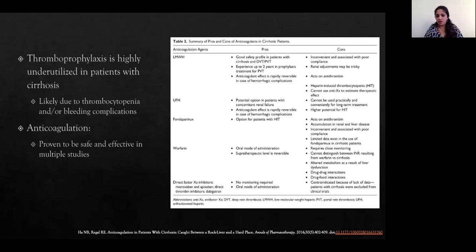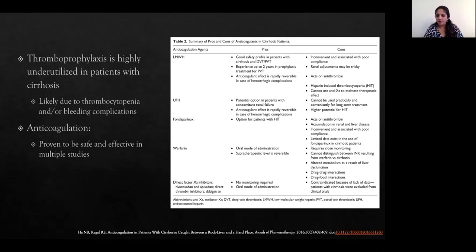This paper talked about different types of anticoagulants that can be used in cirrhosis. And by far, if your patient does not have renal failure and does not need very rapid correction or reversal of anticoagulation, low molecular weight heparin is very safe. The problem is, of course, using it in renal failure.